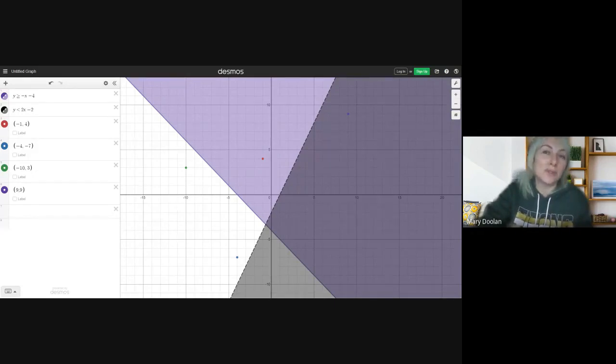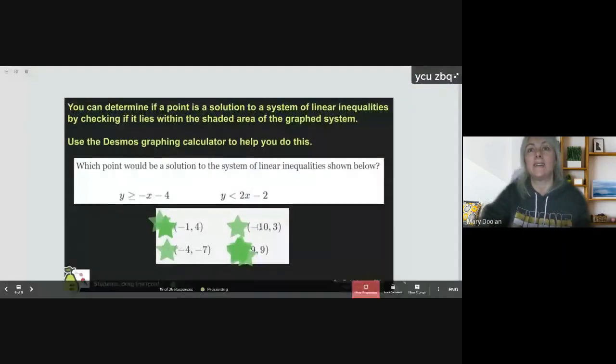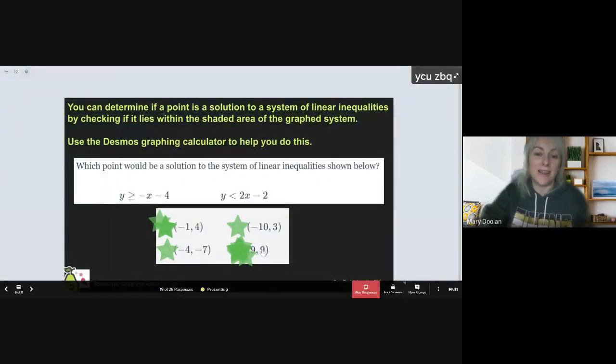Okay, most of you put the right answer, which is 9, 9. The point 9, 9 on Desmos is the only point that shows up in the overlap shaded area. The red point, negative 1, 4, is only a solution of the first inequality and not a solution of the second inequality. The green point, negative 10, 3, and the blue point, negative 4, negative 7, is not a solution of either inequality. The only point that works is 9, 9. So everyone's star should be on 9, 9.